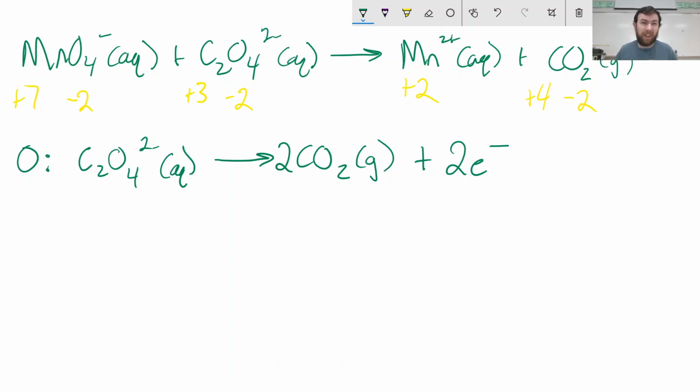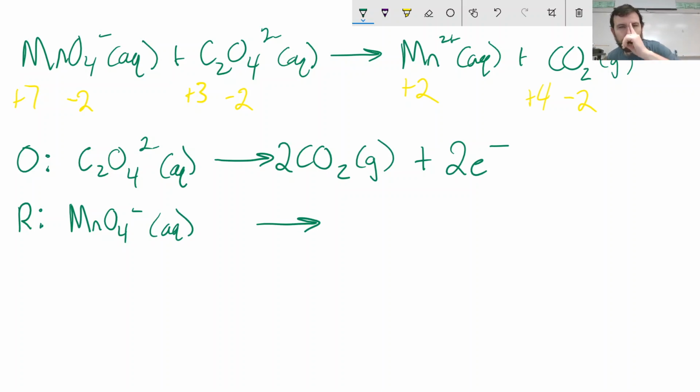Which, looking at that, I'm feeling pretty good about that. So let's rewrite our reduction half reaction. Maybe I didn't need to erase it after all. Silly Mr. Kenton. All right, so you've got MnO4- (aq) is going to go to Mn2+ (aq). All right.